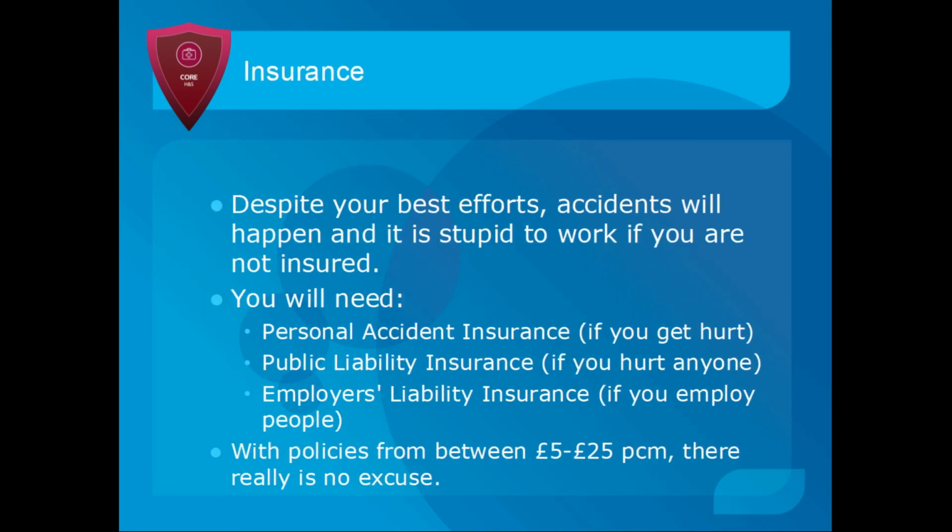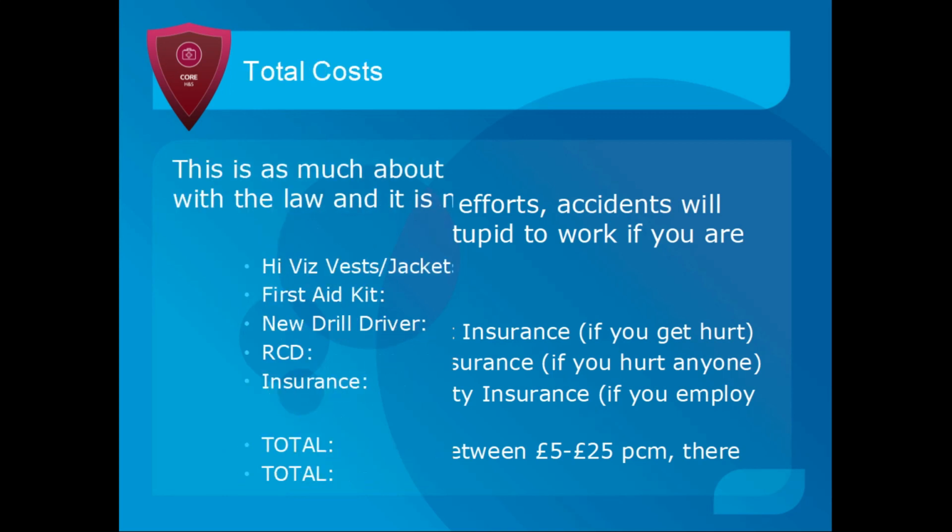Now, insurance. Despite your best efforts, accidents will happen, and it's stupid to work if you're not insured. You'll need personal accident insurance in case you yourself get hurt, public liability insurance if you hurt anybody else through the course of your working activities, and employer's liability insurance if you employ anyone. With policies ranging from between £5 to £25 per month, there really is no excuse for not having one. They're cheap and affordable, and companies like Direct Line allow you to pay for them by direct debit on a monthly basis. So do many brokers.